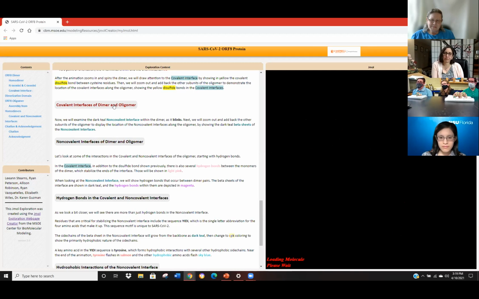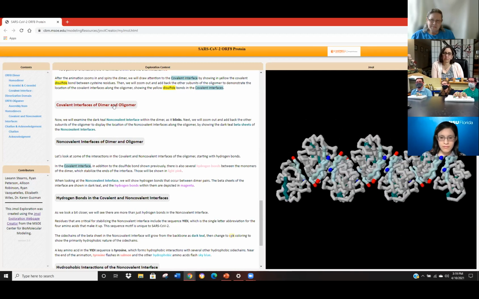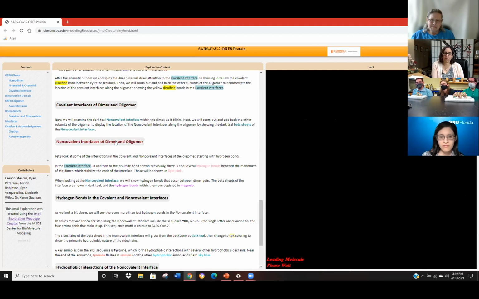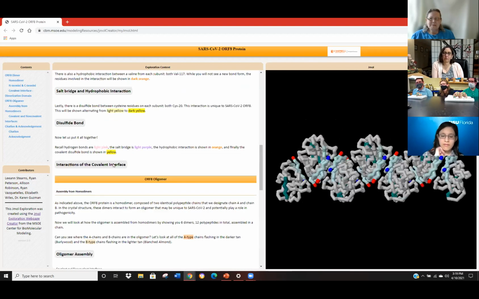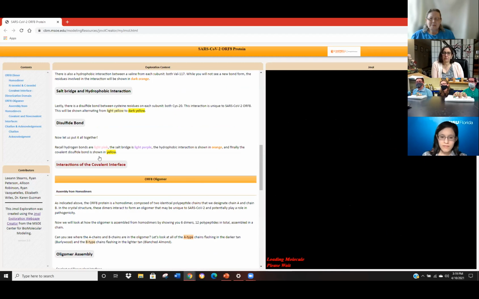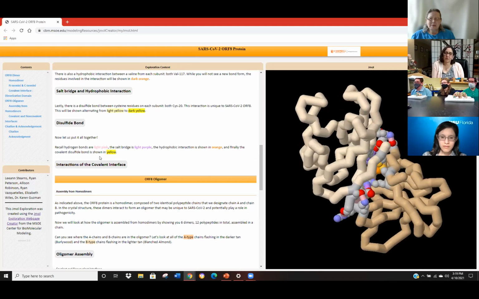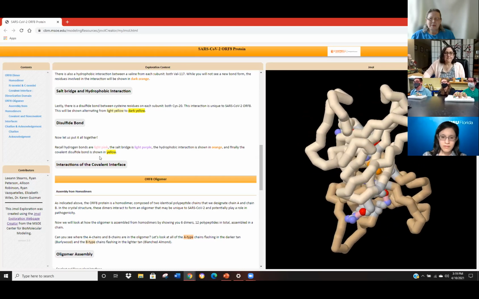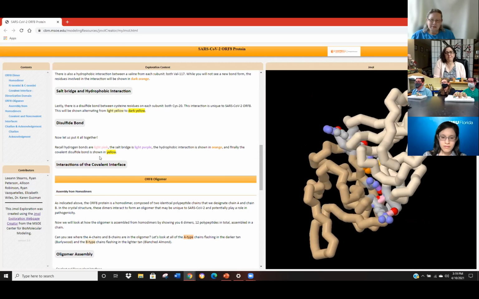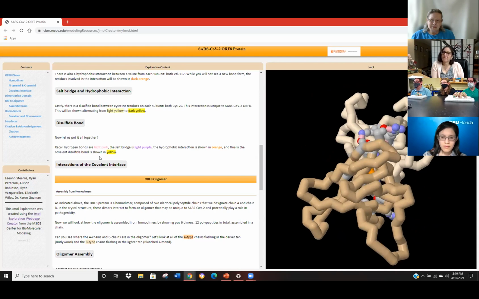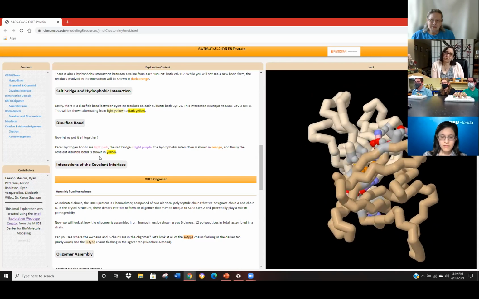And then for the dimer, I believe. And then to show the dimer, that is our model. Again, the hydrogen bonds are in pink. The unique disulfide bond is in yellow. The hydrophobic interactions are orange. And then the purple is the salt bridge. Do you guys have any questions?